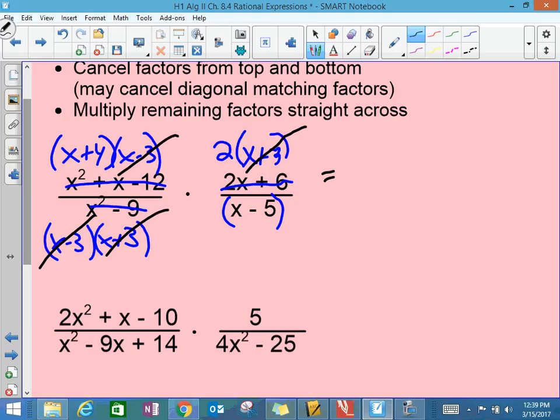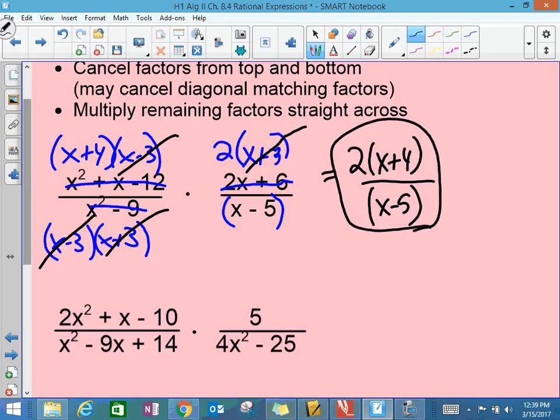Okay, so now we collect everything we have left. So we have an x plus 4 and a 2. So 2x plus 4. And we have an x minus 5 on the bottom. And now we're done. That's our final answer. You could distribute if you want to, but you're really better off not, because when you look at your final answer, you want to make sure nothing else can cancel. And by leaving it factored like this, it's really obvious that nothing else can cancel. Okay? So we're done. Okay, it's not that bad.